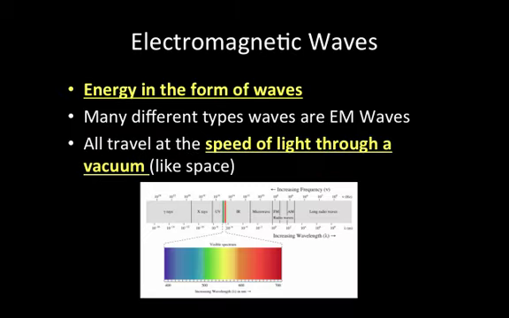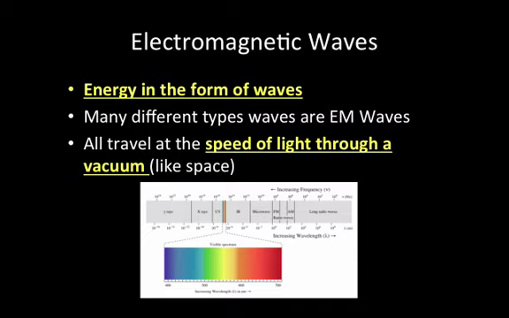Light appears in the form of an electromagnetic wave, and electromagnetic waves are just energy in the form of waves. And there are many different types of electromagnetic waves, like gamma rays, X-rays, ultraviolet rays, the visible spectrum, which is the colors that we see, infrared, microwave, radio waves, television waves. All of those are electromagnetic waves. They all travel at the same speed, which is the speed of light, especially through a vacuum.